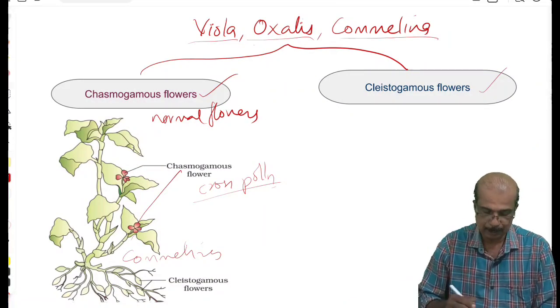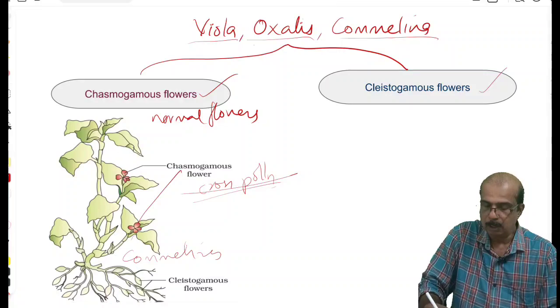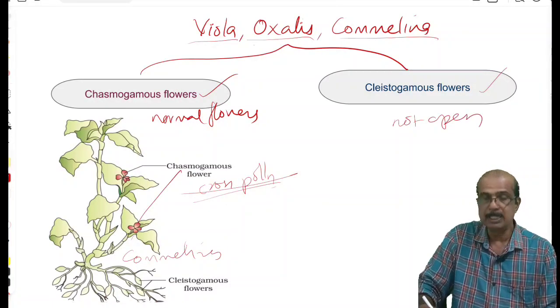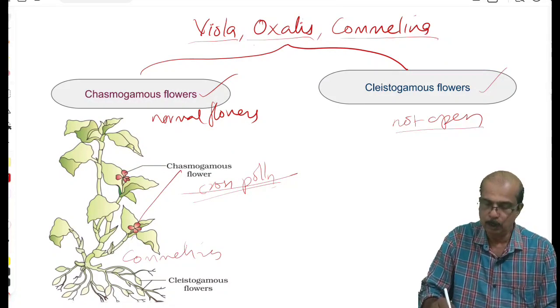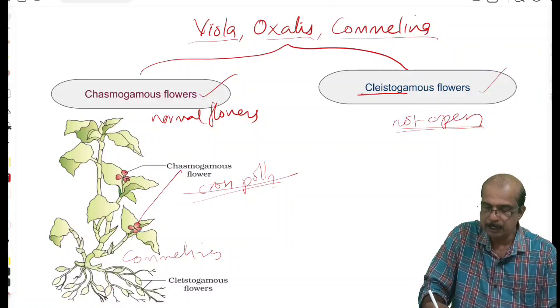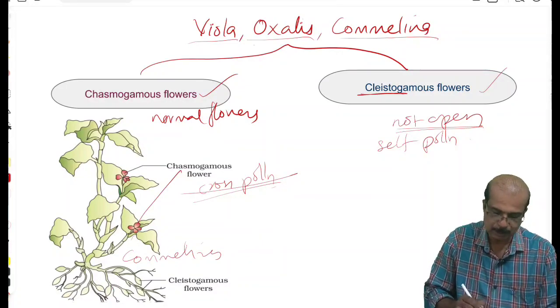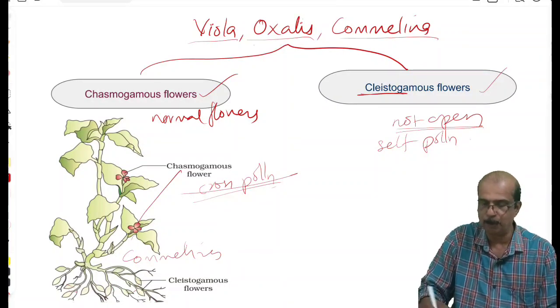After the season, special flowers are produced which do not open. Cleisto means closed, they do not open, and they undergo self-pollination. These are cleistogamous flowers, unopened flowers meant for self-pollination.